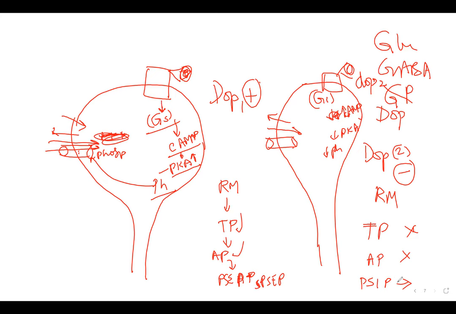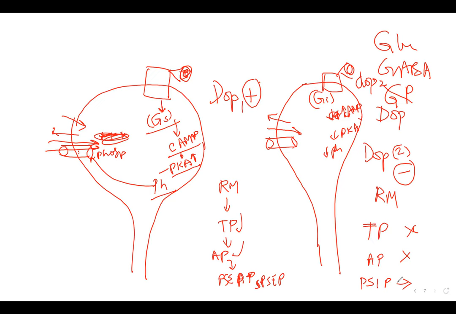First, dopamine receptor 1, sir. It binds to G protein stimulatory. When it binds, G protein stimulatory is stimulated, which releases cyclic AMP, which increases protein kinase, which in turn releases phosphate, which phosphorylates the channel, and there is efflux of positive ions and influx of negative ions. That, in turn, affects resting membrane potential, threshold potential and action potential, ultimately leading into postsynaptic excitatory potential.